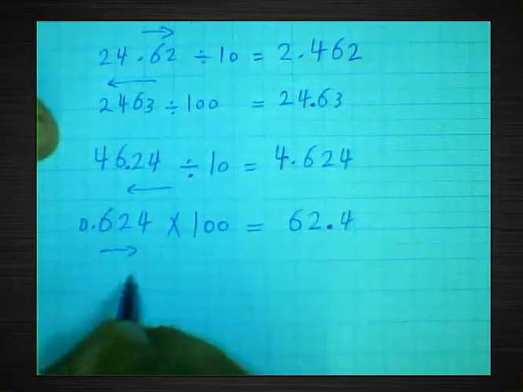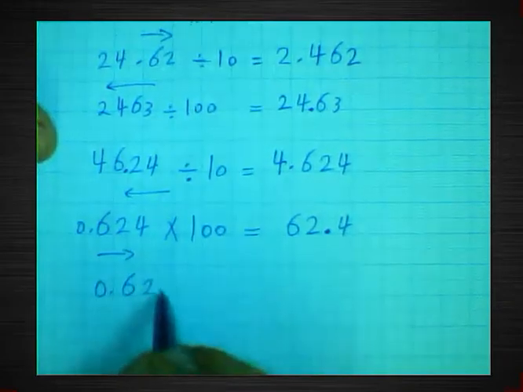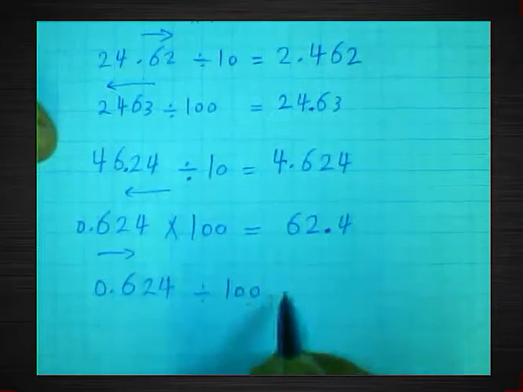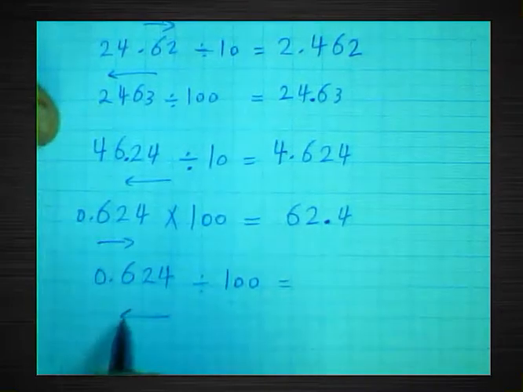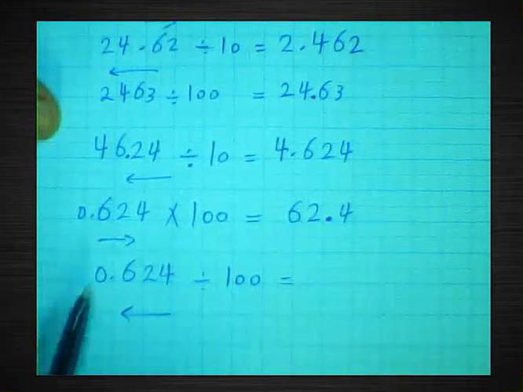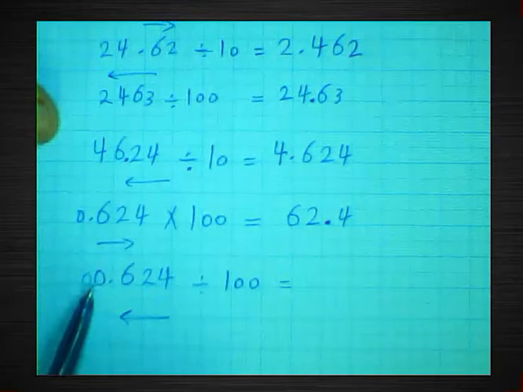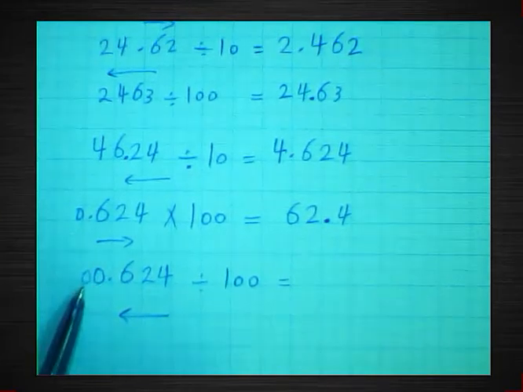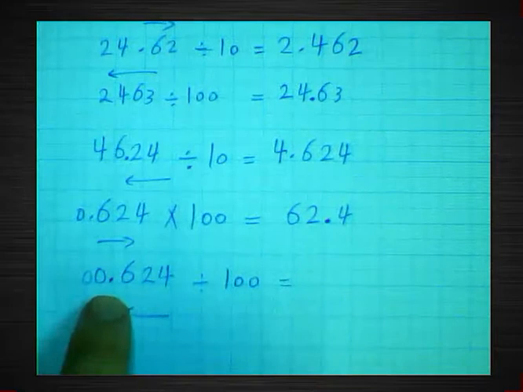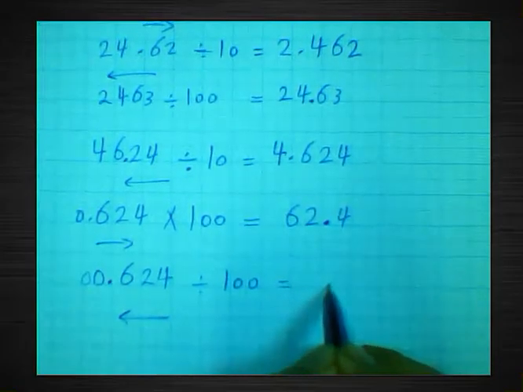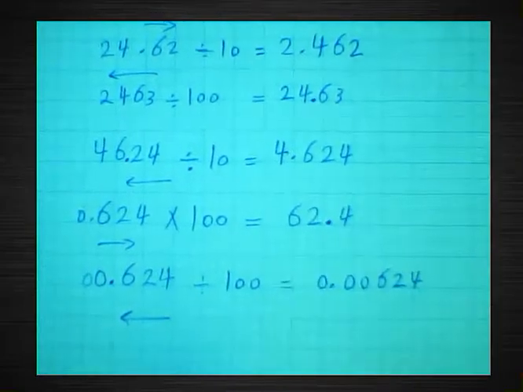And what about this number, 0.624, but you find the result by dividing by 100? It's very easy, don't panic. You must move by the left-hand side by 2 digits. The point goes here, 1, 2, so we write another 0 here, because we don't have digits there, and we put 0 here, okay? We move the point from this place to this place. Right, point and double 0 here, 6, 2, and 4. It's very easy for you.